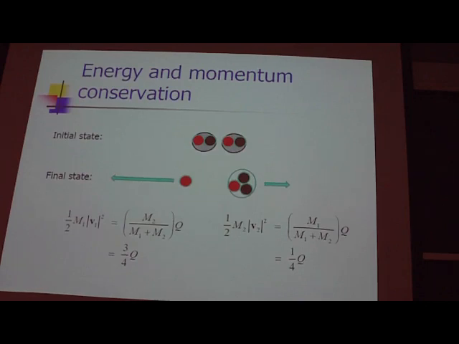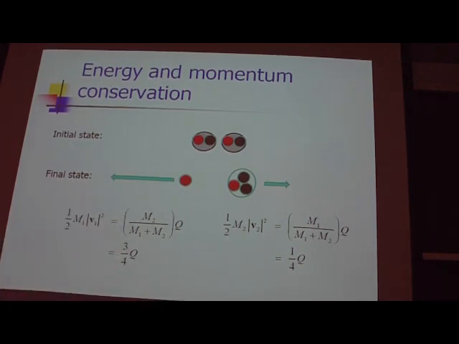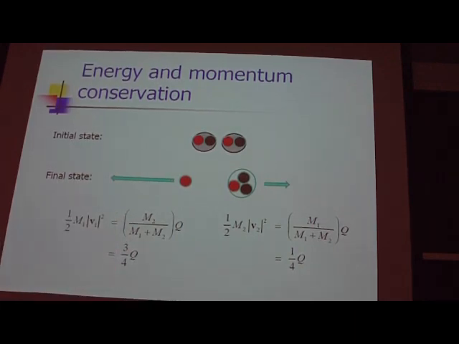So if you calculate that, you can conclude that for a 2 plus 2, 2 deuterons coming in going to 3 plus 1, that the 1 ought to get 3/4 of the energy, and the 3 ought to get 1/4 of the energy, with the energies divvied up, in this particular case, in inverse mass.